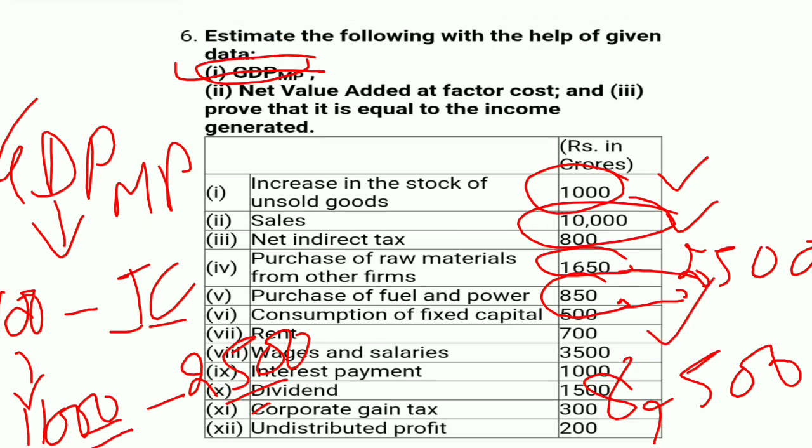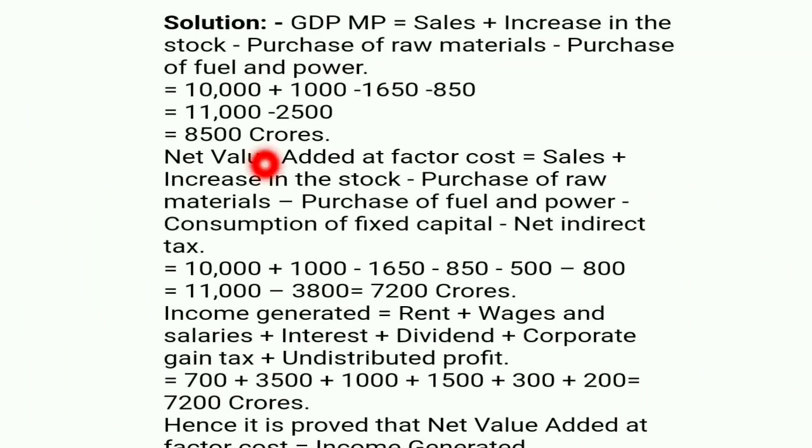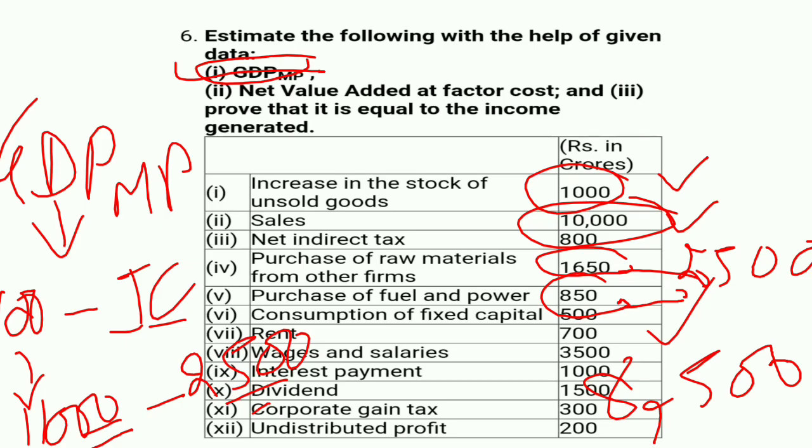Okay, so here you can see I have shown the solution of the first part. So GDP at market price would be sales plus change in stock. Change in stock is increase in stock. Minus purchase of raw material, that is intermediate consumption, and intermediate consumption includes these two things, purchase of raw material and purchase of fuel and power. So it would be equal to 8,500, as I have shown over here.